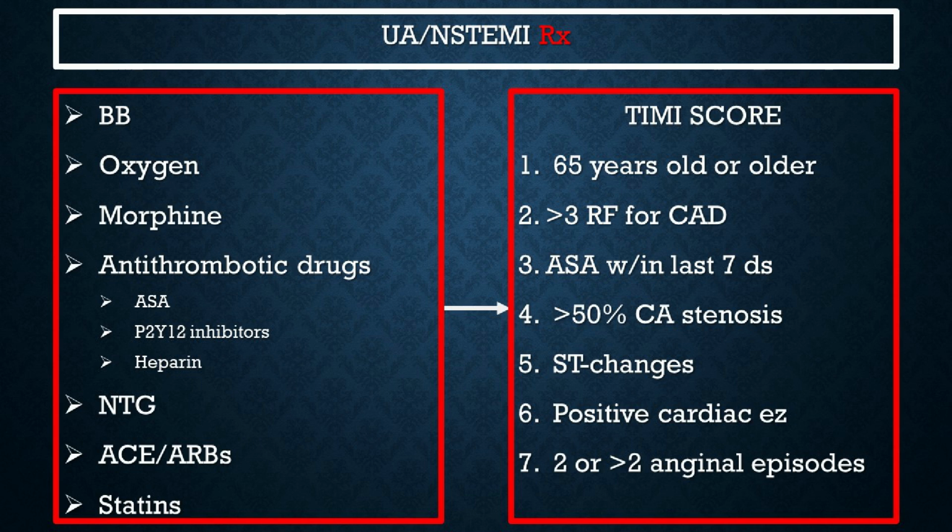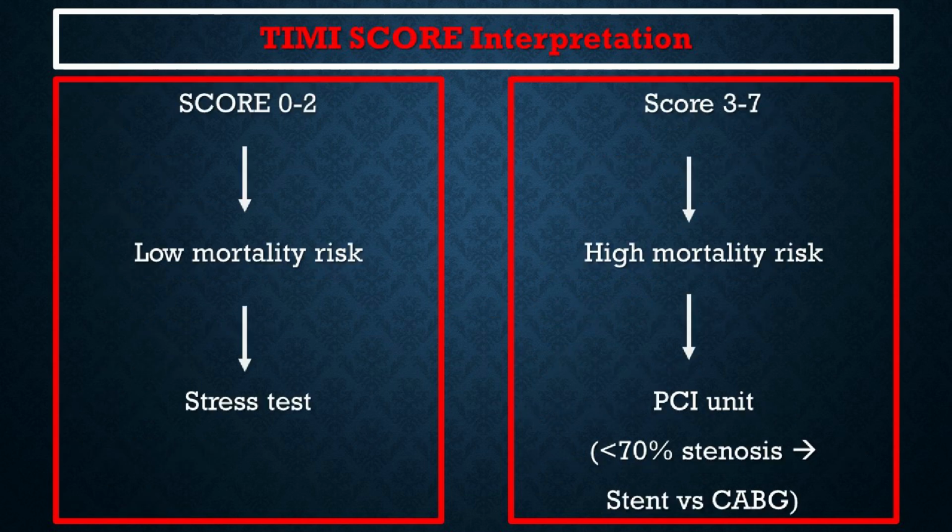Now, how do we interpret the TIMI score? Alright, so if the patient gets 0 to 2 points, he doesn't need any invasive procedure. His mortality risk is low, so we need to send him to do an exercise stress test, so we can check if we can induce ischemic changes in his heart. And we'll discuss the stress test in a bit.